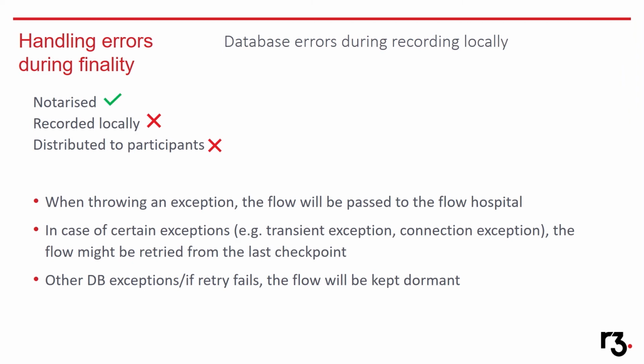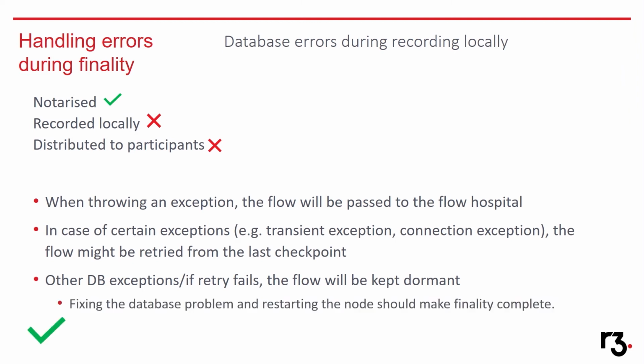We'll keep it in the flow hospital and log an error, and we keep all the checkpoints, we keep the flow. A user can fix the problem, restart the node, and the flow should then rerun, and the states can be saved, the transaction can be saved. So we should eventually be consistent at some point. Obviously, while the flow is in the hospital, it might be inconsistent, but that's because the flow is still in flight, so we have to wait for it to finish. We have to make it finish before we actually reach eventual consistency.